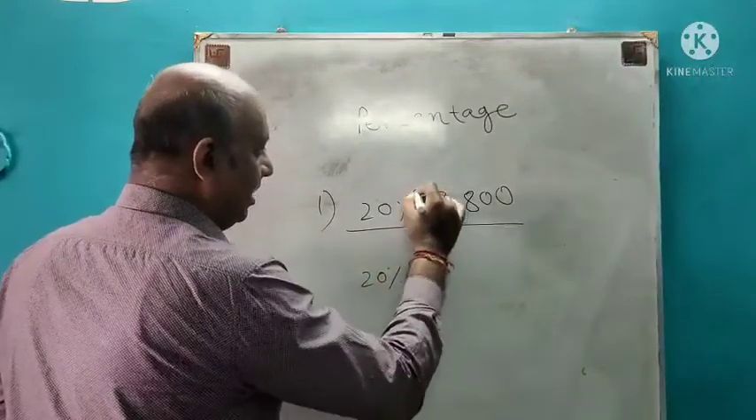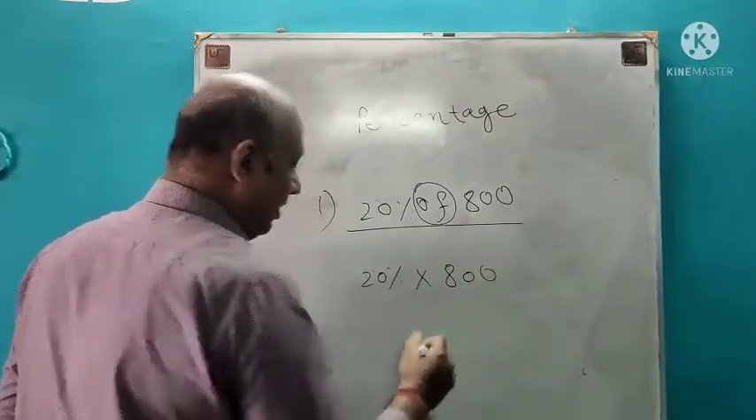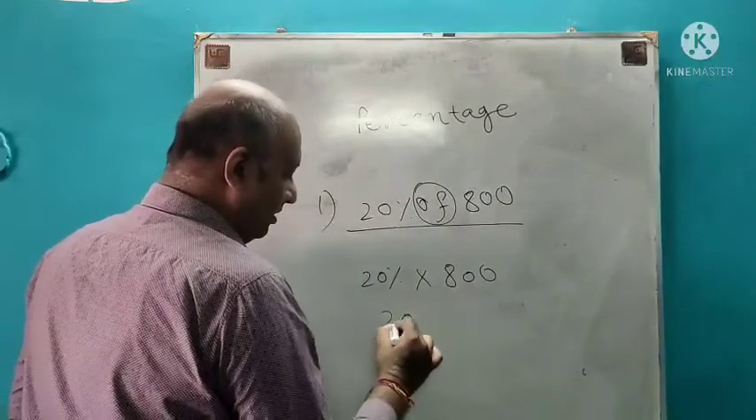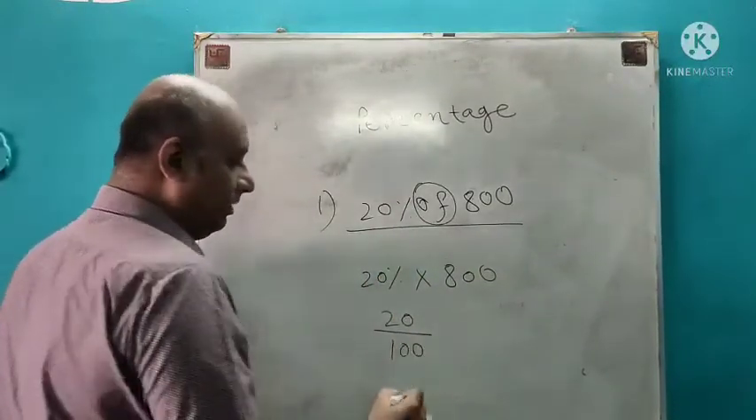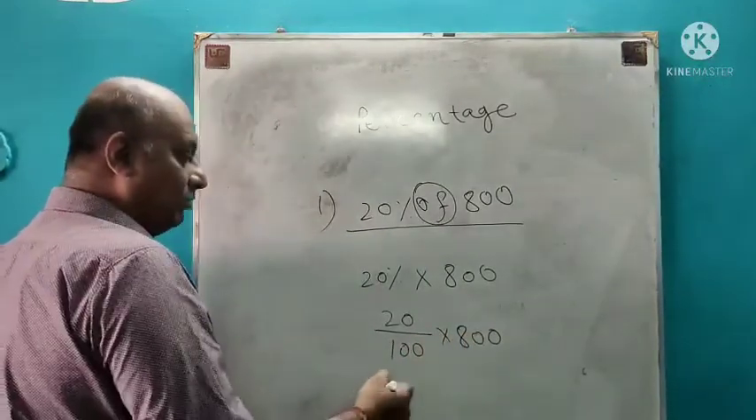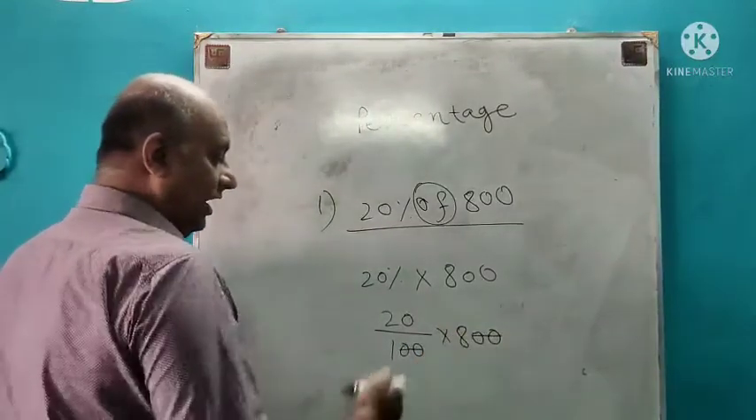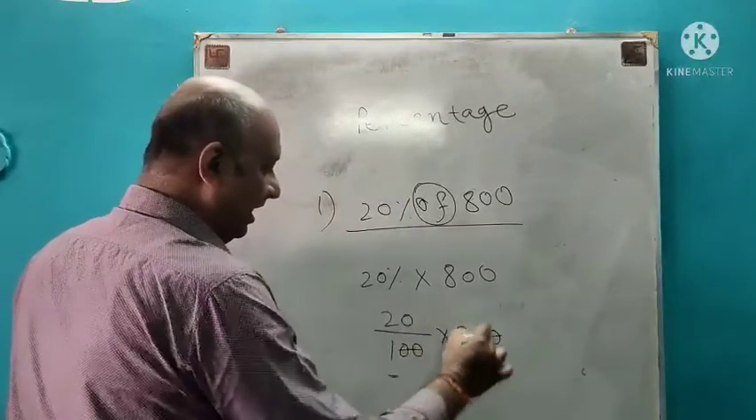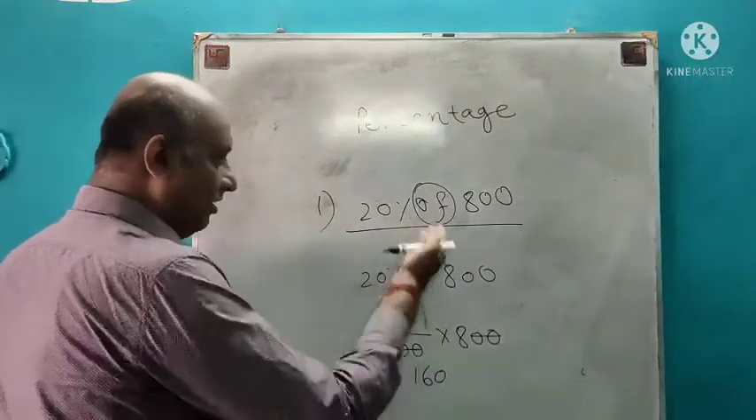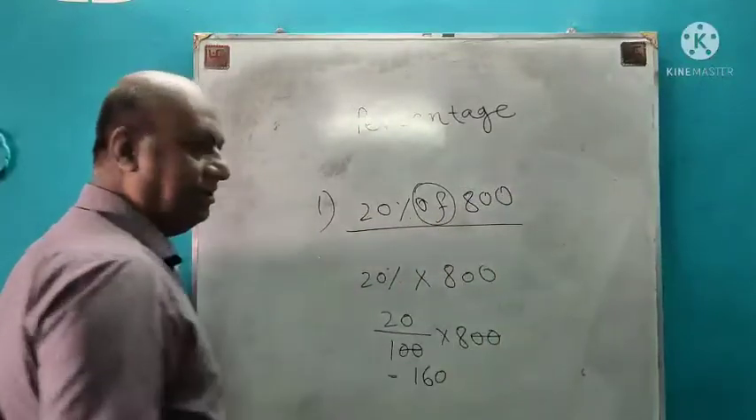20%. Now I will convert this "of" into multiplication and 800. Now to remove the percentage symbol, we need to divide it by 100. So it will become 20 by 100 into 800. Now how to calculate this? We have two zeros here. We can cancel with these two zeros in the 800. So we have 20 and 8 that will be multiplied and we will get 160. So this is the way we can calculate x% of some number, 20% of 800.